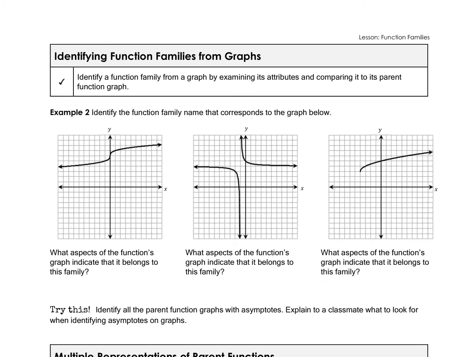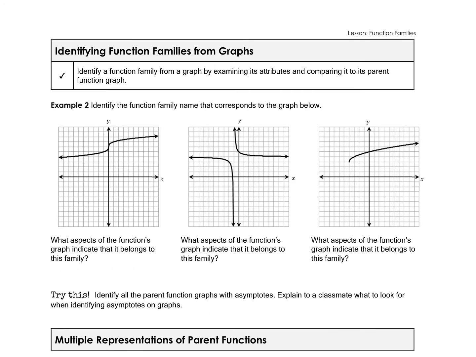Okay, so we're going to be identifying a function family from the graph. So it says identify the function family name that corresponds to the graph below. So this first one, if you remember back from the front, this is a cube root graph. So it asks what aspects of the function graph indicate that it belongs to this family. So remember we talked about it's a squiggly, I'll just put it squiggles horizontally.